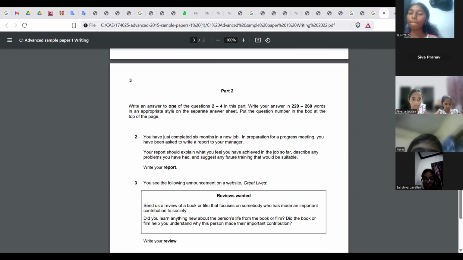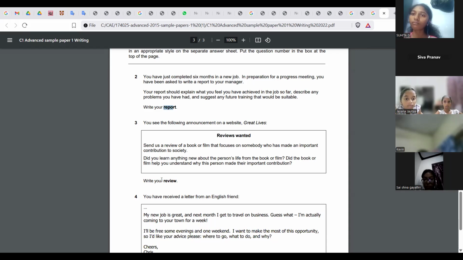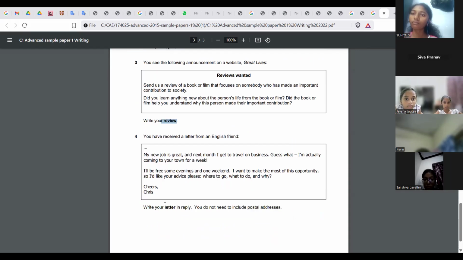The part 2 alone, I'm going to send an example for each one. You can choose one of those. If it is going to be a report, it's formal. If it is going to be a review, it could be semi-formal. If it is going to be a letter to whomsoever it may concern, depending on the context, it's going to change. What is your question actually, Avantika?